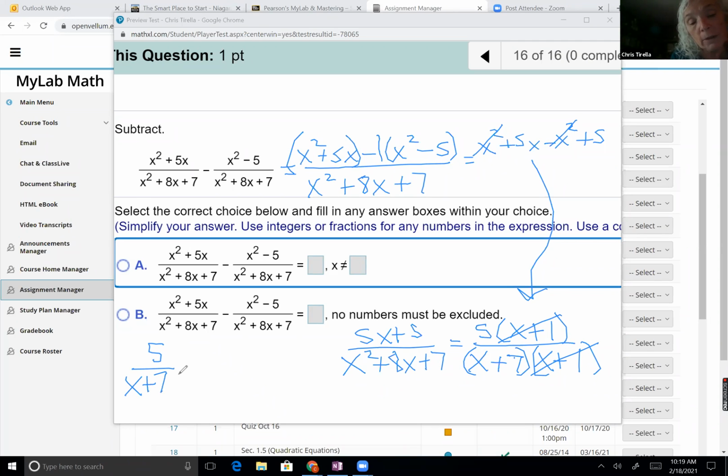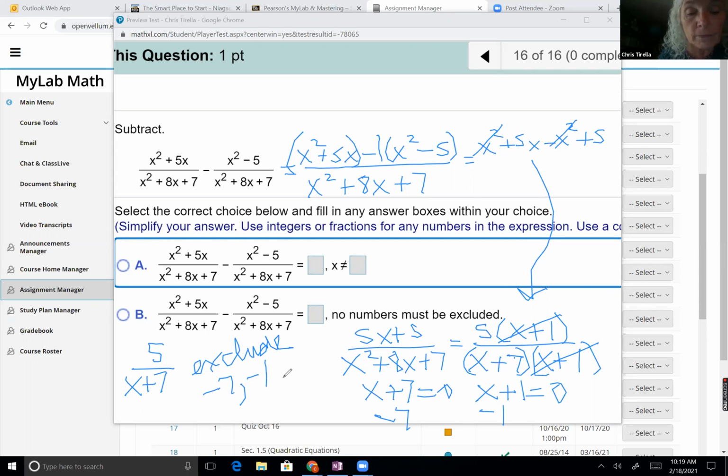But remember, when I'm looking for what to exclude, I'm going back to that original denominator. And so I'm worried about what makes that x plus 7 equal to 0 and what makes that x plus 1 equal to 0, both those factors. So I'm going to exclude -7 and -1. That all right? Okay, I'm going to clear that one then.